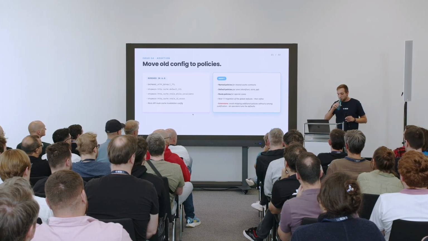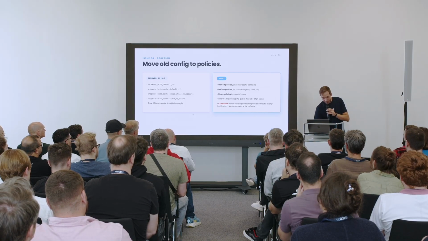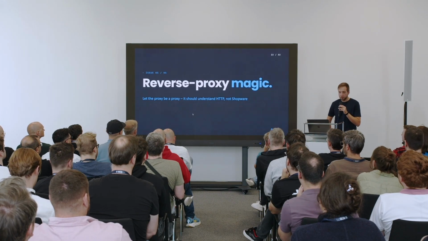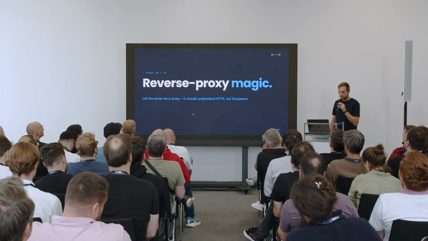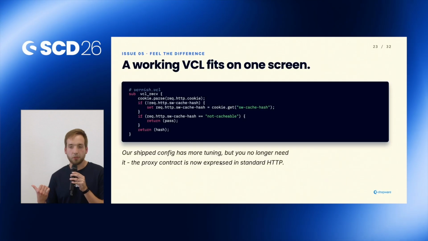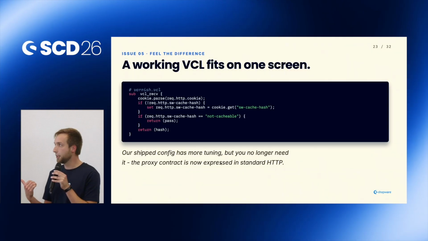Then I continue with the last problem we faced, and that was the magic configuration of the reverse proxy. I'm not sure how many of you configured Varnish for Shopware and know how long the configuration is. Yeah, it's a bit. What we tried to do was, again, because we moved more to HTTP standards, also use it on the reverse proxy side and get the custom configuration that's needed down to a bare minimum. And now a working VCL literally fits on the screen.